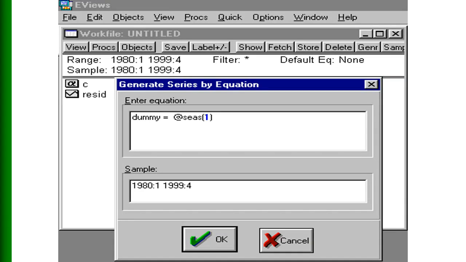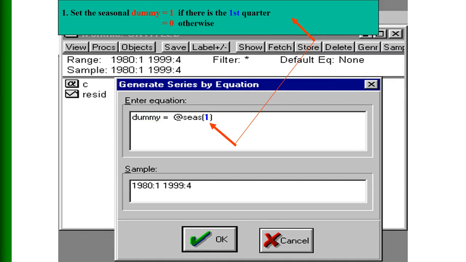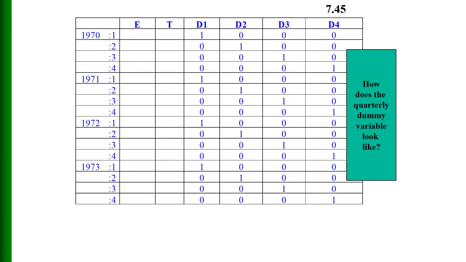And this is the output in eViews, where we can define the dummy. It means set the seasonal dummy equal to 1 if it is the first quarter and 0 otherwise. So you can do it like this. These are how the various dummies are created. One for the first quarter, then one for the second quarter, then one for the third quarter, and this is one for the fourth quarter. So when all these are 0, it automatically means that this is the fourth quarter.